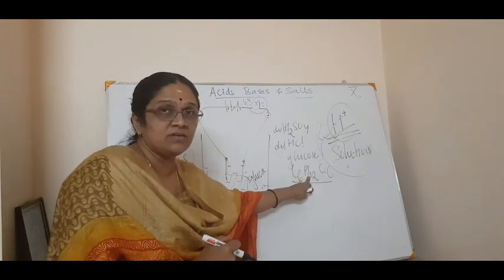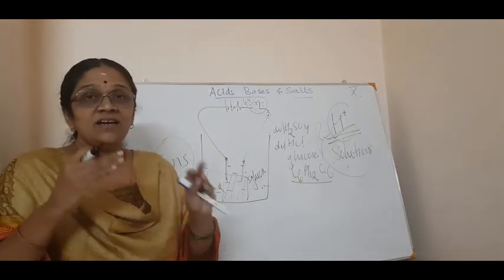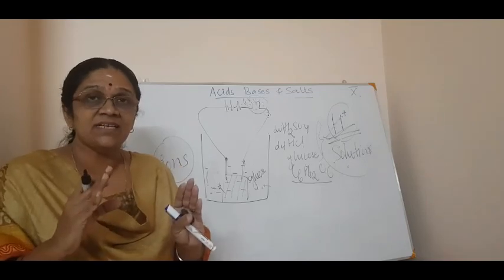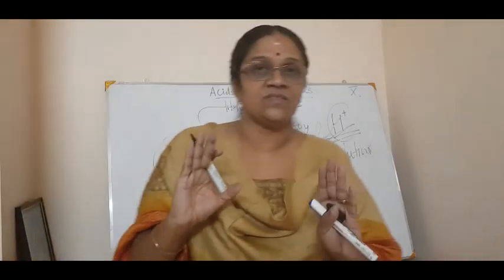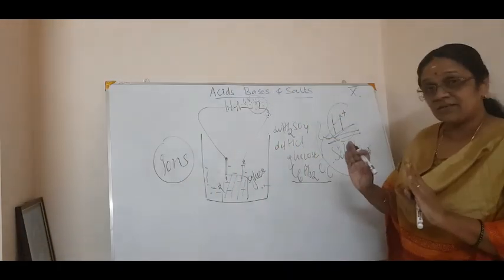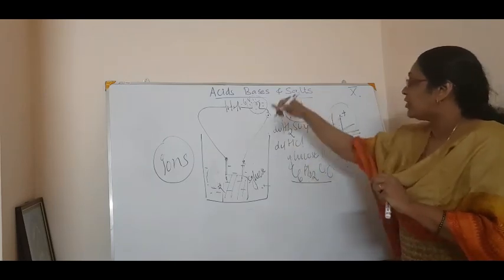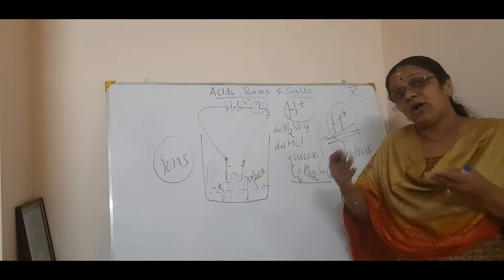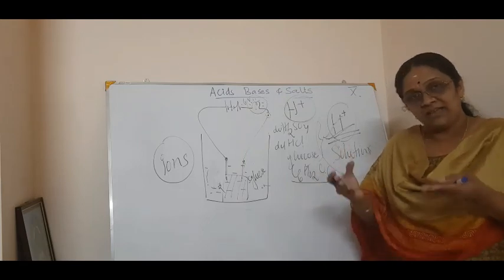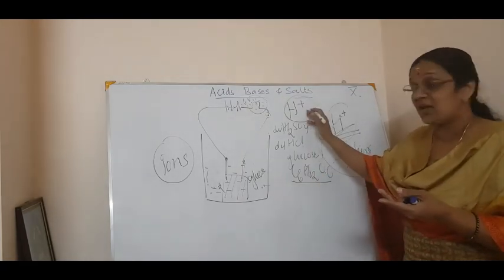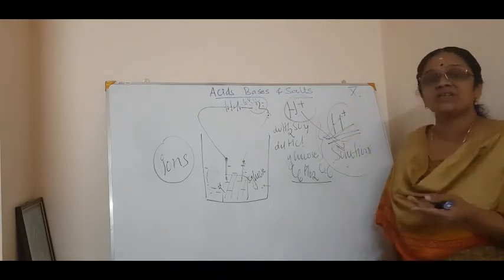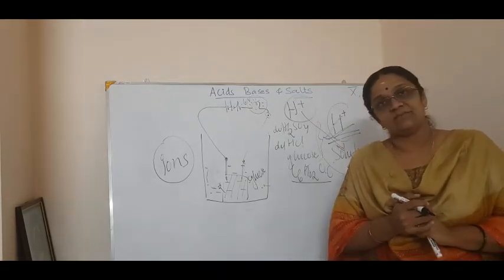Hence, acids contain what? H plus ions. That is the answer. Okay, so that is a valid point. That means acids contain what? H plus ions. When we call a substance an acid, anything which can furnish hydrogen ions in solution is called an acid. Understood?